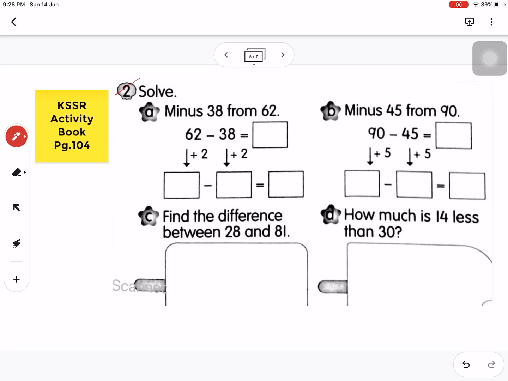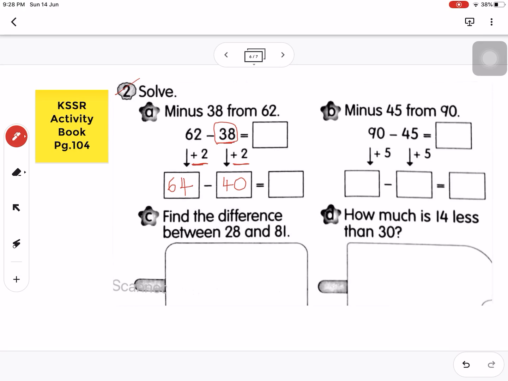62 minus 38. First, for this strategy, we need to change the number in the middle here to a whole number, the nearest whole number. So 38 plus 2 more is 40. It's a whole number in the tens group. Okay, 40. So this number plus 2, the number at first here also needs to plus 2 when you use this strategy. That means 62 needs to plus 2 as well. Wherever the number in the middle is increased, the number at first also adds the same number. 62 plus 2 becomes 64 because 62, 63, 64. Then we use 64 minus 40.